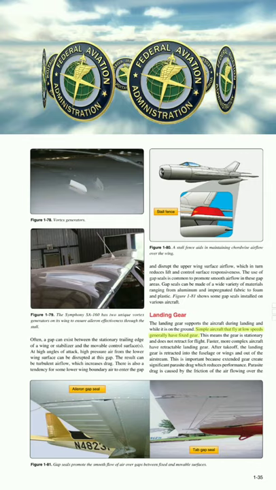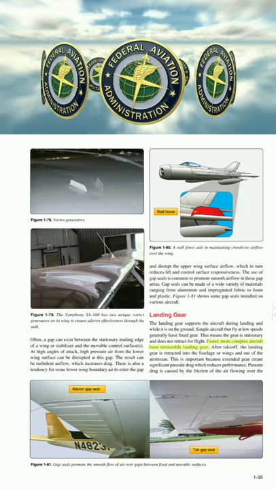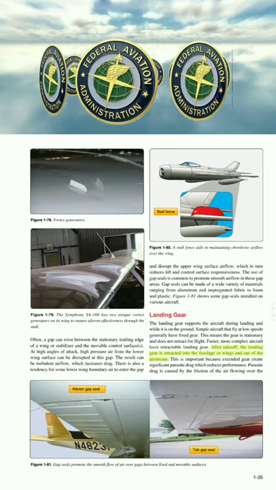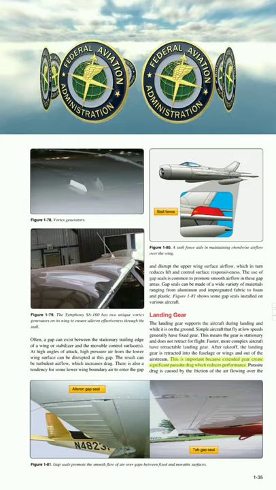This means the gear is stationary and does not retract for flight. Faster, more complex aircraft have retractable landing gear. After takeoff, the landing gear is retracted into the fuselage or wings and out of the airstream. This is important because extended gear creates significant parasite drag, which reduces performance.